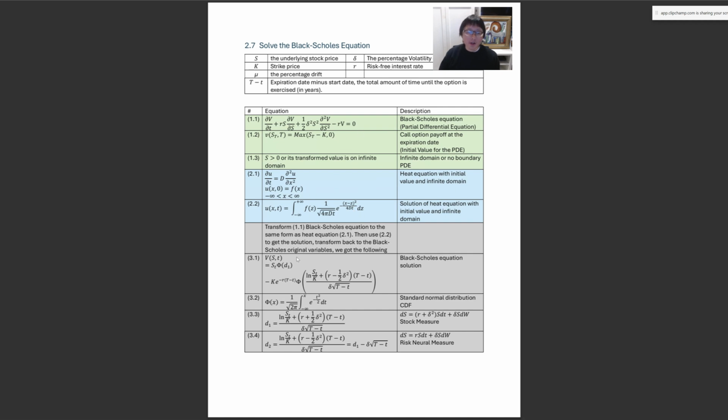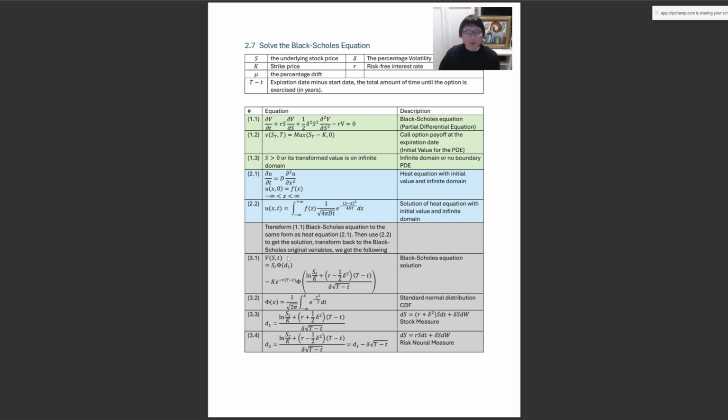Then you get a very neat, clean solution for the value of the call option. You can see here the form of the solution, and there are two parts. The phi is the standard normal distribution CDF. The phi of a number will give you a probability. So the value of the call option is the stock price weighted by a probability, minus the strike price discounted by the interest rate, then weighted by another probability.